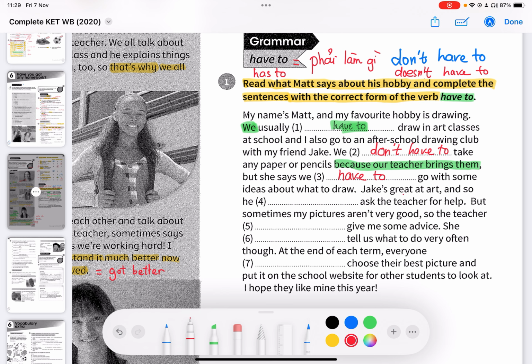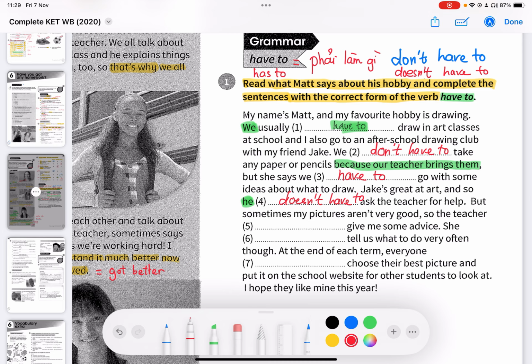Jake's great at art. Jake rất giỏi môn vẽ. So he asked the teacher for help. Rất giỏi rồi thì cho nên là không cần. Yes. So he doesn't have to ask the teacher for help.